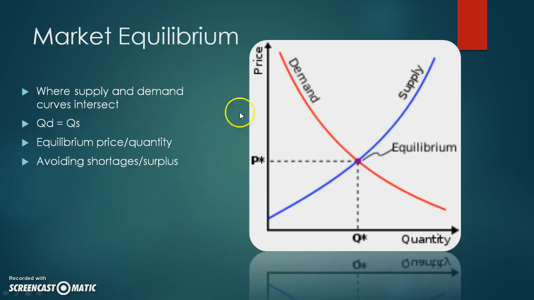Market equilibrium. It's where the supply and demand curves intersect each other, and at the intersection point you will find the equilibrium quantity and price of the product. And by producing here, you will avoid shortages and surpluses, such as, say, if you produce here on the supply curve, there's less demand, so you have a surplus.